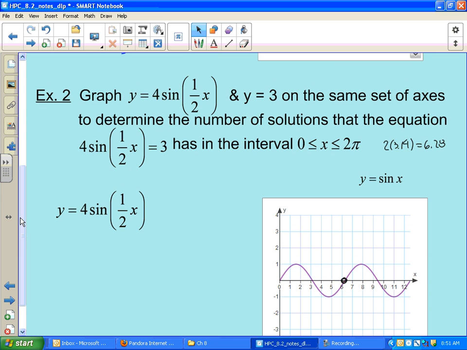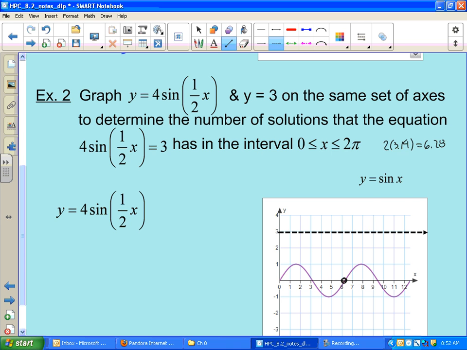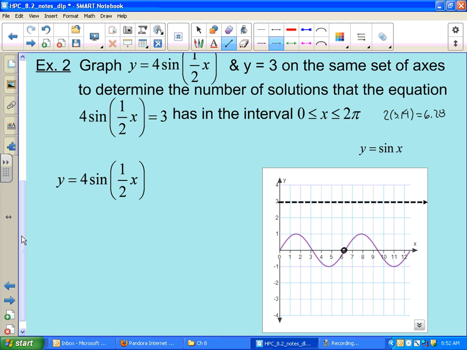Okay, so let's go find all of our respective parts. First of all, y equals 3, we can draw that one in. We're going to put that one in as a dashed line. Y equals 3 happens right there. And then what about this next one?